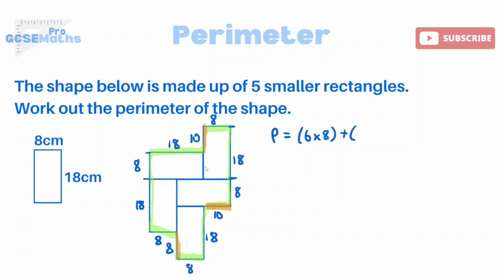Plus, okay, how many 18s do we have? 1, 2, 3, 4. So 4 times 18. And then how many 10s do we have? 2, so obviously you know that's 20, but I'll just write it down 2 times 10 for now. And then we can add all of those together, which gives us 140 centimetres total. Okay, so because perimeter itself is quite a straightforward concept, it's just literally adding numbers together, they might give you these harder questions which are more problem solving in a way.